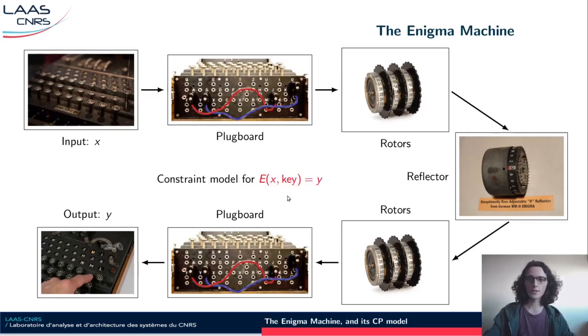The whole machine can be seen as a function that takes the input text and the key, or the state of the machine, composed of the initial position of the rotors as well as the different chords used in the plugboard, and gives us the ciphertext, or the output text.